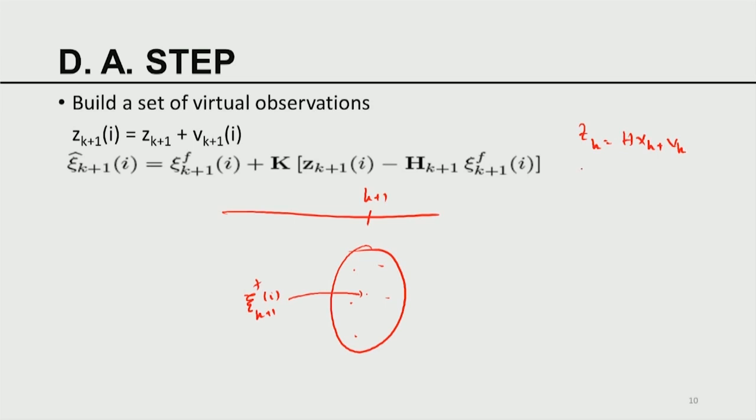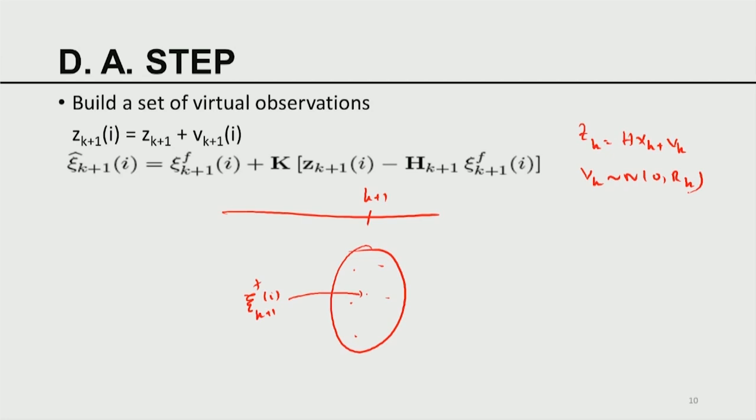But we already know v_k is normal with covariance R_k. So what is it that we need to do? I have N members, N strands of the forecast. I have only one observation. I am not going to go into the details. If you assimilate the same observation on every strand of the forecast, your analysis covariance will be underestimated. If the analysis covariance is underestimated, that will lead to divergence of the filter. Computationally, there will be major challenges and problems.